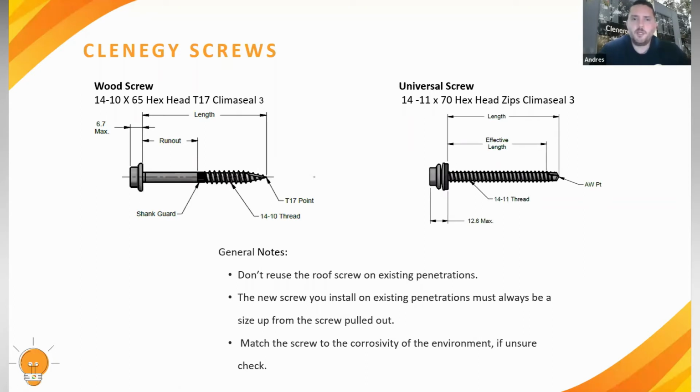So general notes here: do not reuse the existing screw on the penetration. Always go one size up from the screw that pulled out. And obviously we have to be very precise to match the corrosivity environment, as this can be used on C1, C2, and C3 corrosion categories.